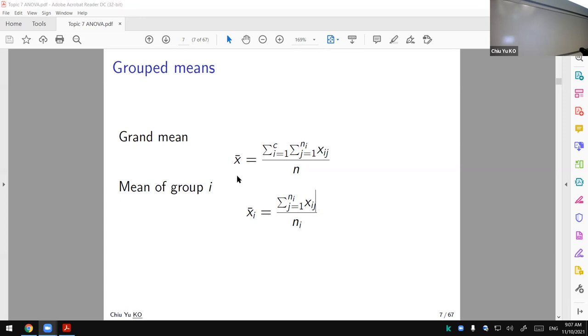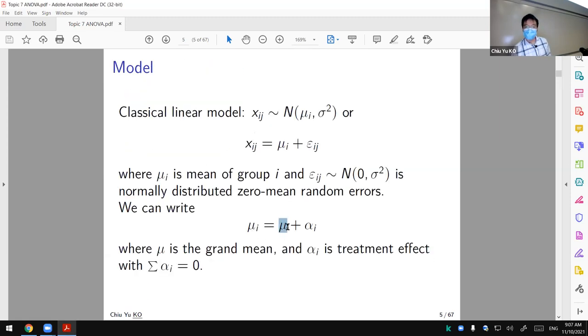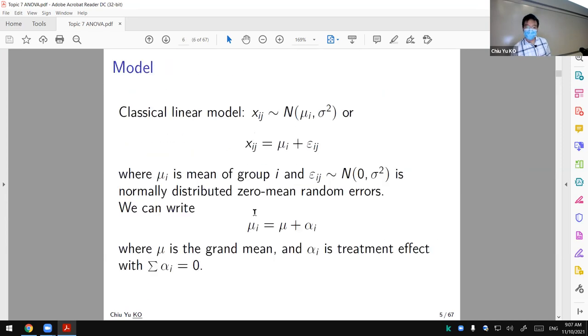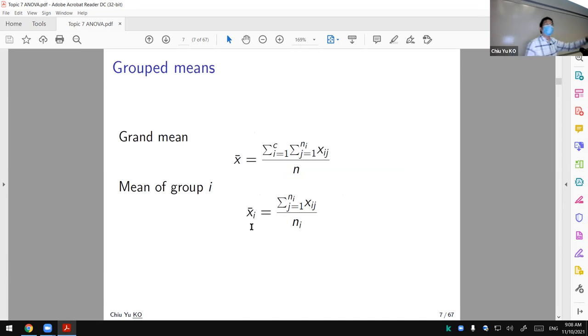Let me repeat the goal. The overall mean, x bar, is the best estimate for mu, and x bar i is an estimator for mu i. Just to remind you, this x bar is measuring mu, and this x bar i is actually talking about mu i. One is x bar, one is x bar i. Is that okay?